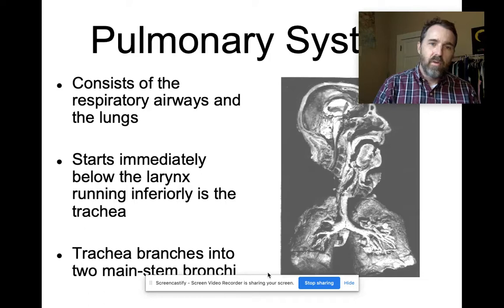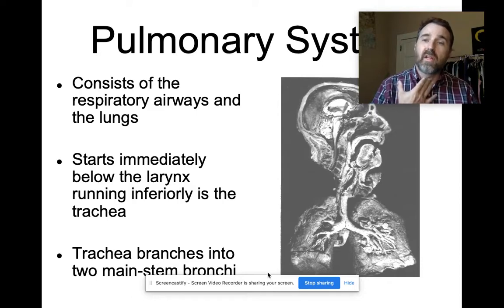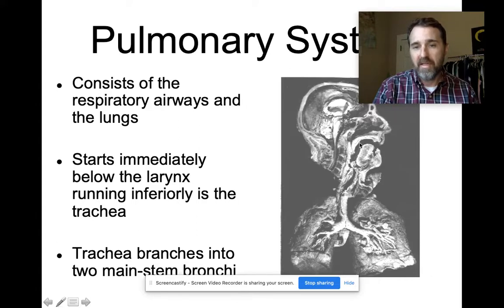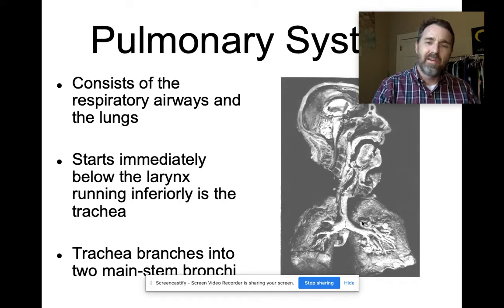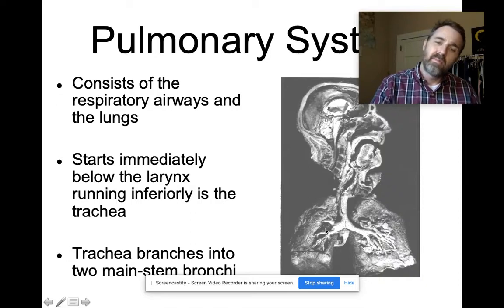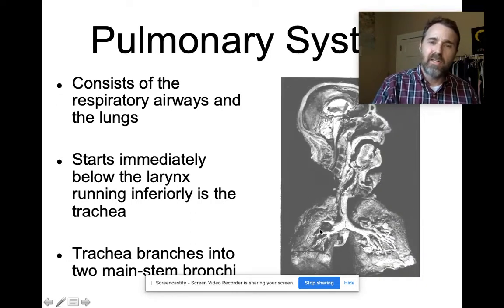We think of your airway as beginning just inferior to the larynx, and that is the trachea. So if we look at this cadaver slice here, coming down, here's the oral cavity, is the pharynx, here's the larynx, and below the larynx you have the trachea. Coming down, you see the trachea branches into what we call the primary bronchi or main stem bronchi. And these are the big tubes that essentially carry air, branches off from the trachea, and carries air to each lung.